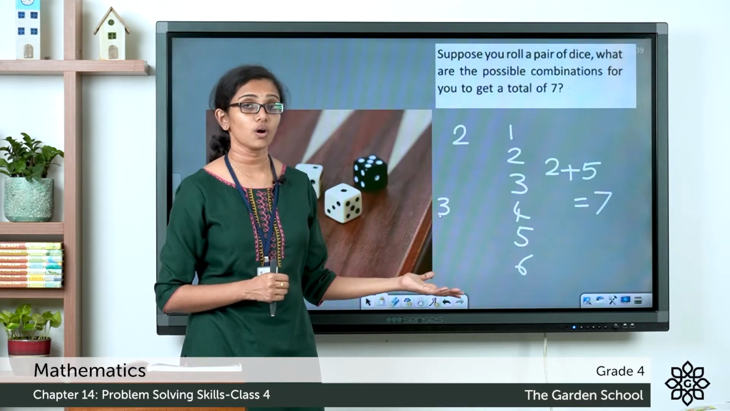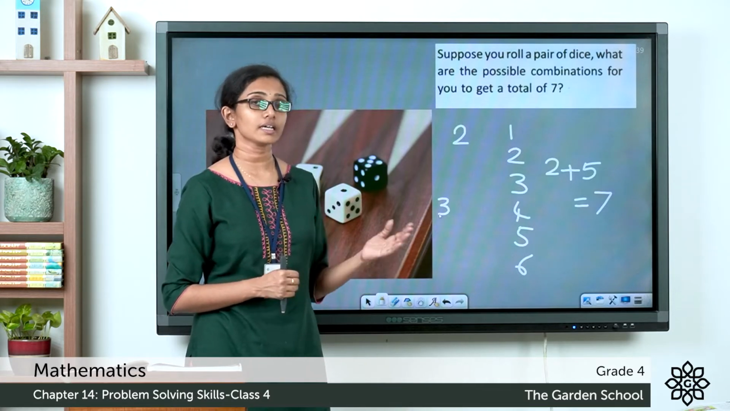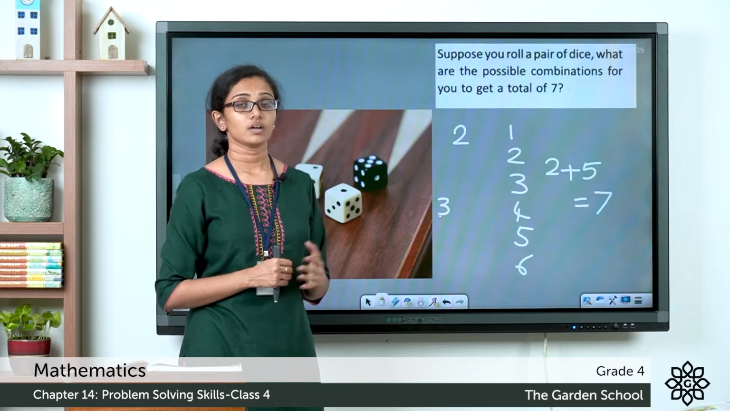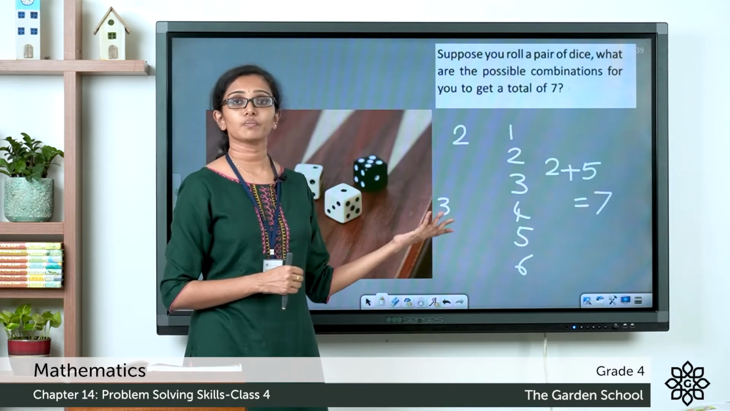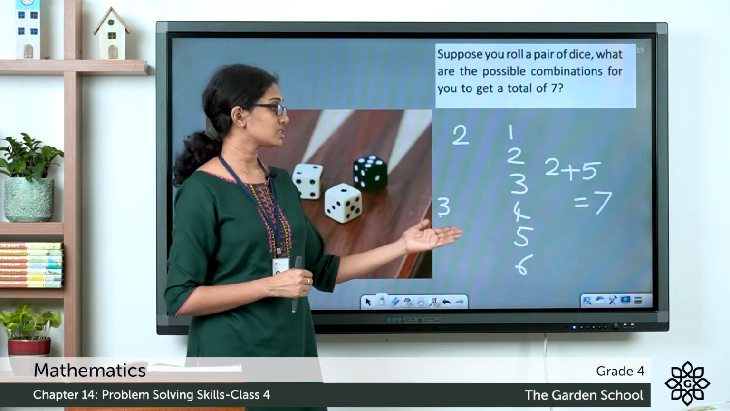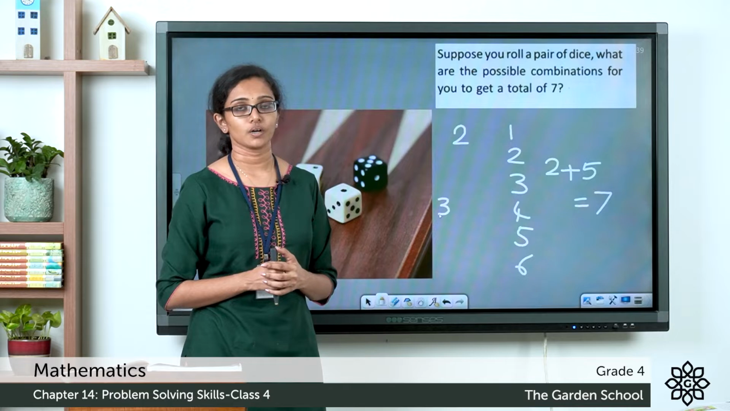What if it was 4? On one die, on the other die, it should be 3. Again 4 plus 3, 7. Now what if it was 5? We already saw that combination. 2 plus 5 or 5 plus 2 will give you 7, and 1 plus 6 or 6 plus 1, that combination will also give you a total of 7.